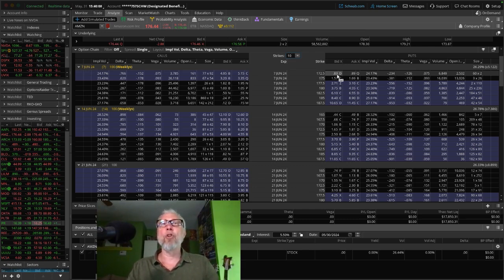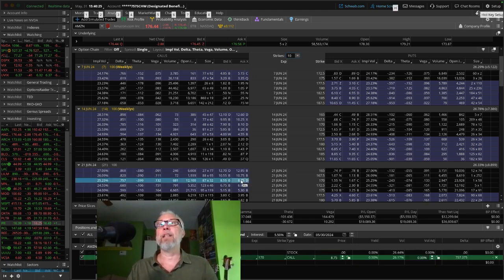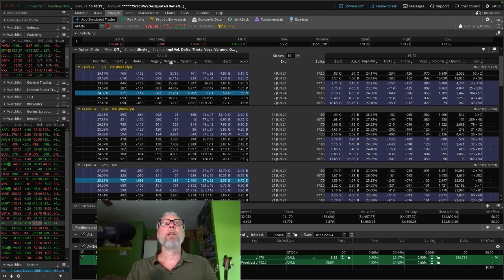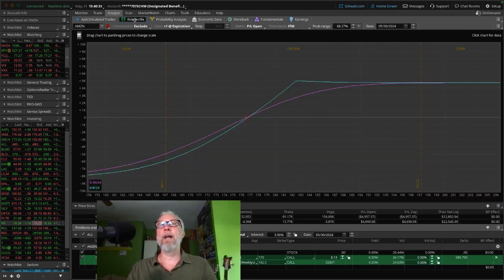we're using the longer term big delta option as a substitute for owning the stock and then selling calls against it. An example of that would be like buying these June 21st 170 calls and at the same time selling these June 7th 182.5 calls.